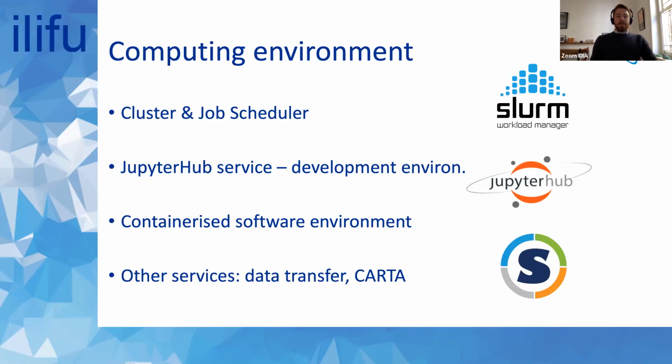To achieve this flexibility, we offer a number of different services. So the primary compute service that users will use is the SLURM cluster and SLURM job scheduler. This service provides a pool of resources available to all users, and users will submit their jobs, whether it's a script or workflow, or you want to run a pipeline. You submit this job to the SLURM job scheduler. The job will then be placed in a queue and assigned resources once those resources become available.